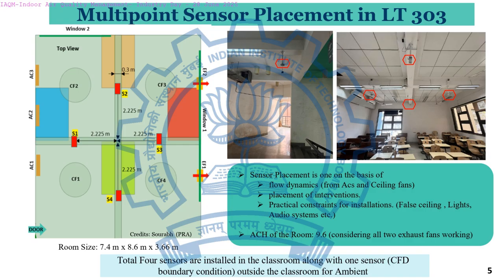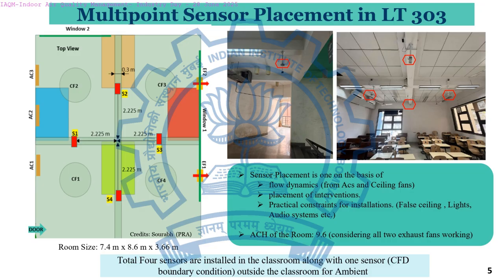This is the multi-point sensor placement we have done in the LT classroom, which was already shown by Professor Sinha. We are doing multiple sensor placement in LT 303, which is a 60-occupant seater, the LC classroom, which is 150 occupants, and the ES classroom, which is 80 to 100. Here you can see the layout of the classroom, which has 4 ceiling fans, and these boxes are where, with CFD-driven analysis, we found the best placement for the sensors, and we have placed those sensors here, in the red marked area.